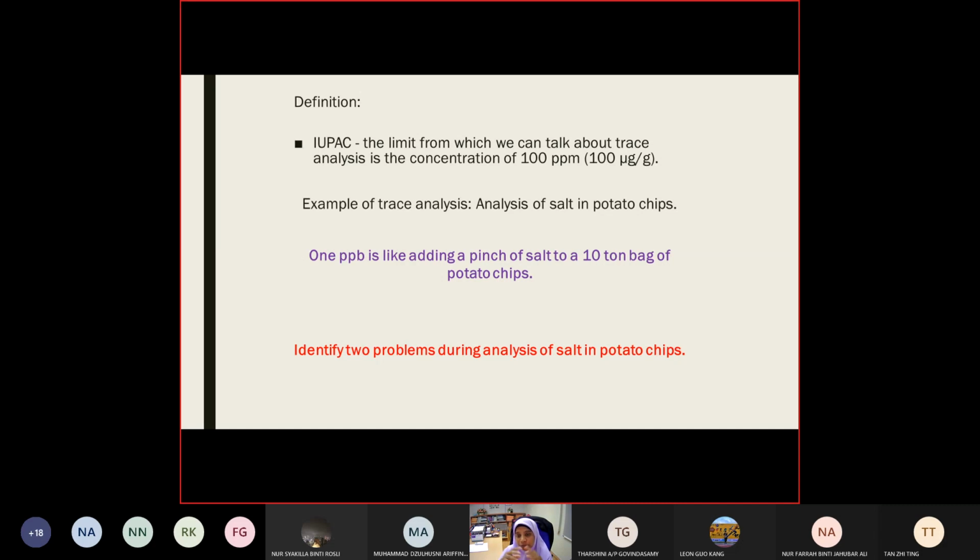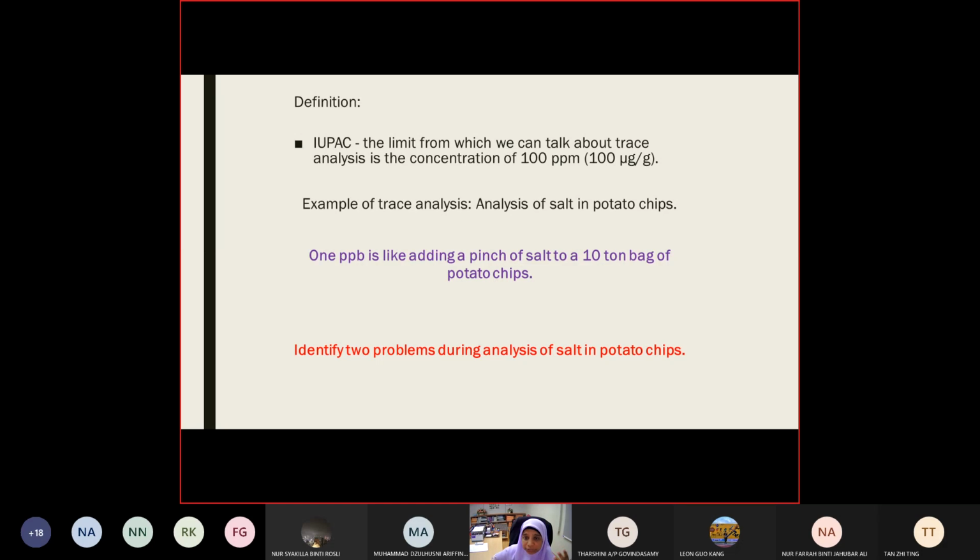Normally, when you go to organic class or inorganic class, you will play around with molarity or normality. That is the way you present the concentration of your sample, standard solution, and so on. But when you go to the analytical groups, you will present your concentration at the ppm, ppb, or ppt level, either parts per million, parts per billion, or parts per trillion.